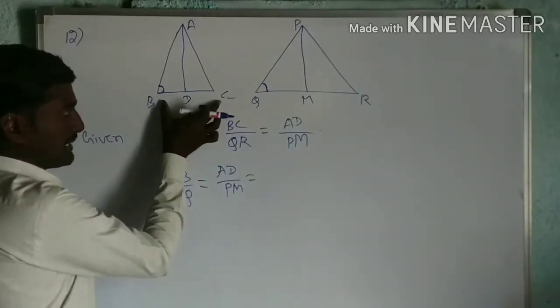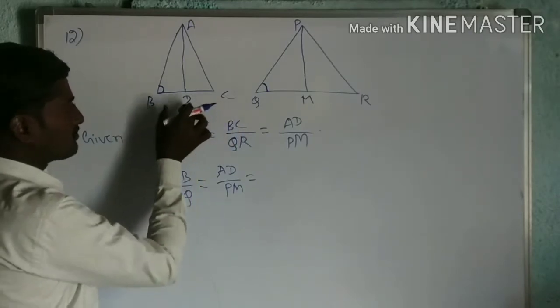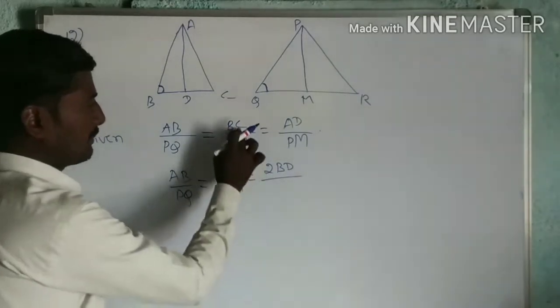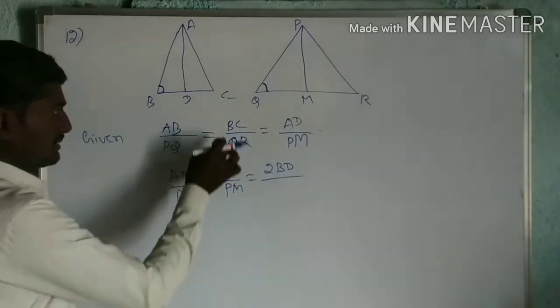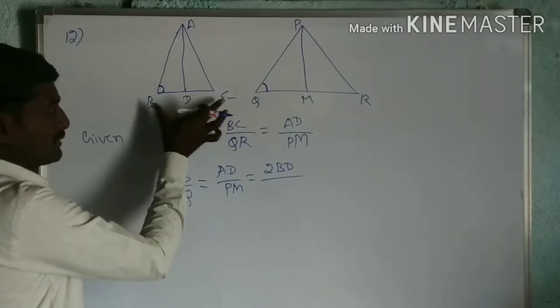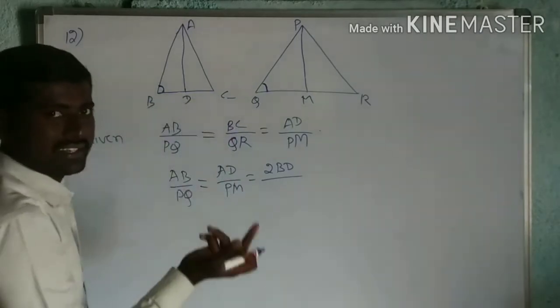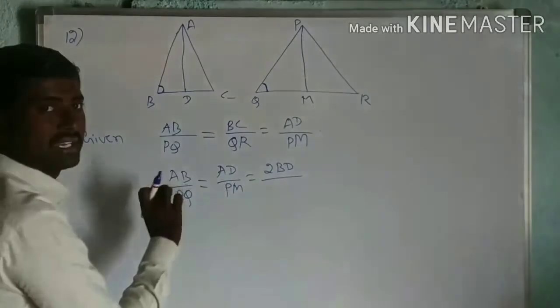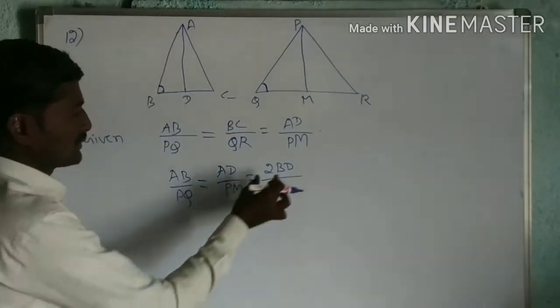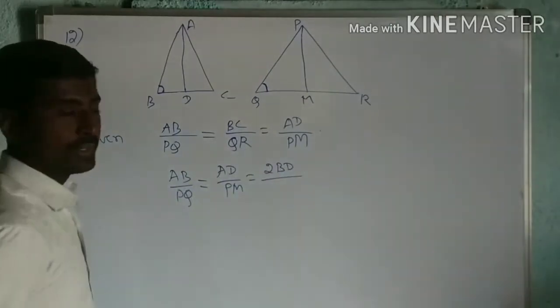In place of BC, can I write 2 into BD? Because BD is equal to DC. So BC is nothing but BD plus BD, that is 2BD. Otherwise, CD plus CD also you can write. No problem at all. So in place of BC I'll write 2BD.